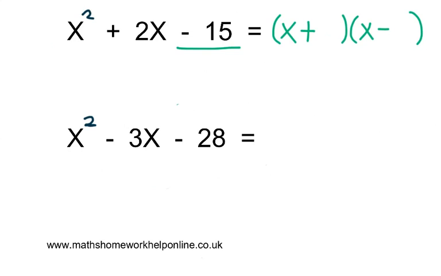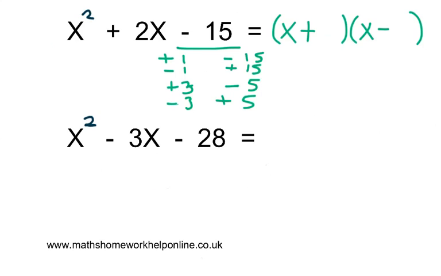So let's think of ways of making 15. So we can do 1 and 15, or we can do 3 and 5. So I normally write these out twice, because we know that one will be positive and one will be negative, so you can have plus 1 minus 15, or you can have minus 1 plus 15. And again here, plus 3 minus 5, or minus 3 plus 5.